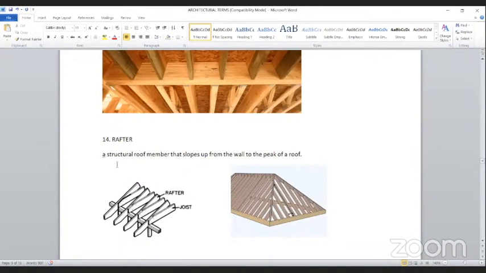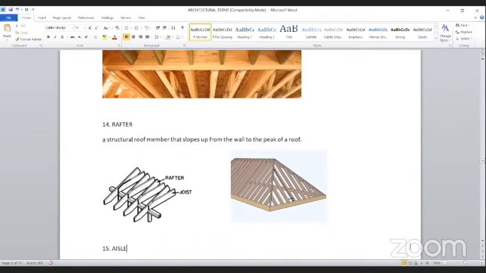Rafter: a structural roof member that slopes up from the wall to the peak of the roof. Here, these are rafters. It is used in a kind of hip roof, not just hip roof; this is an example of a hip roof. Those that slope are called rafters. Here you can see joists, which are horizontal, and rafters, which are sloping. In some buildings, you see connecting lines in the middle. Those are joists, the horizontal ones. Any doubt?